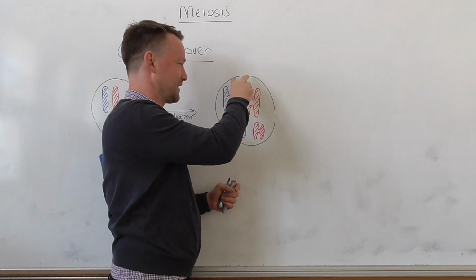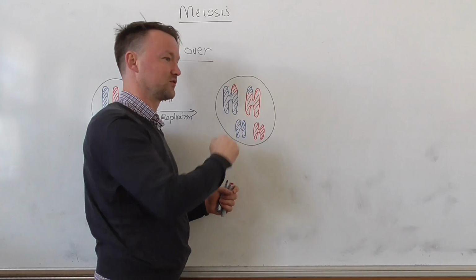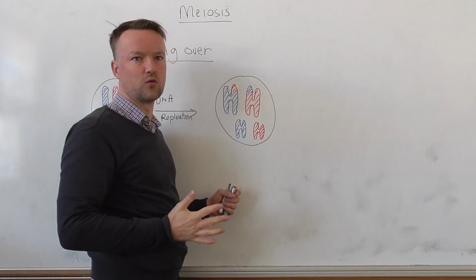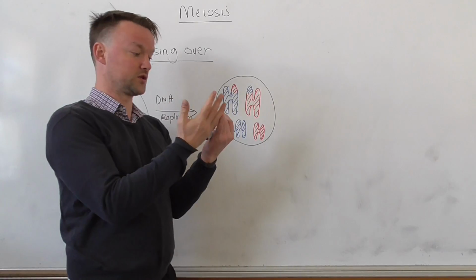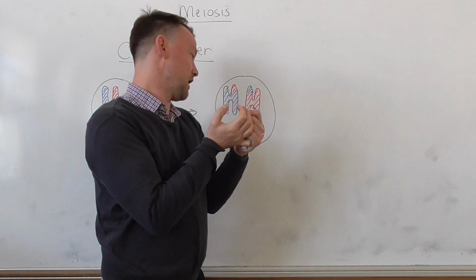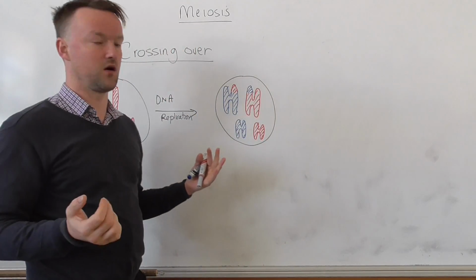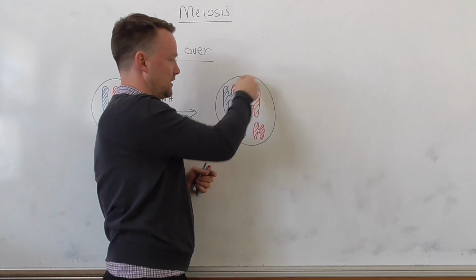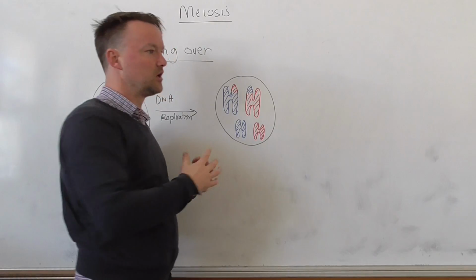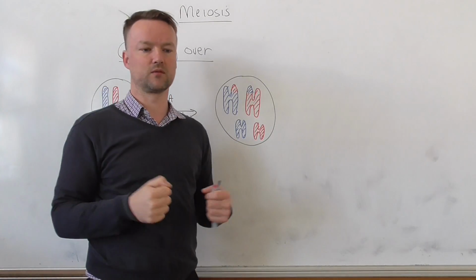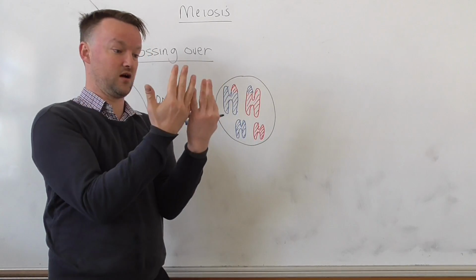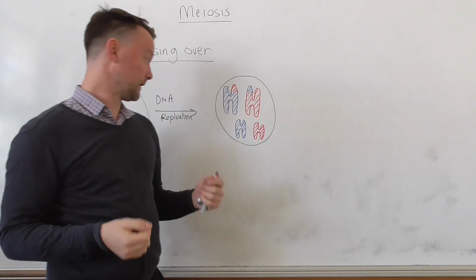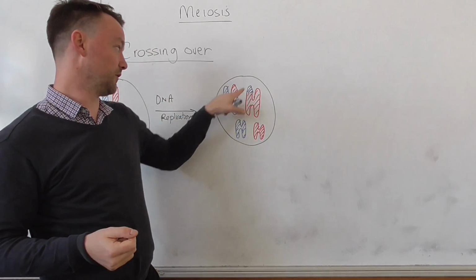So it's only the inside chromosomes, okay, that can swap over, because they're the only ones that are physically close enough to be able to entwine and swap parts of their chromosomes. The two on the outside, the blue one here and the red one here, will never get close enough to each other to be able to cross over, because they can't actually physically entwine, okay? Because these are in the way.